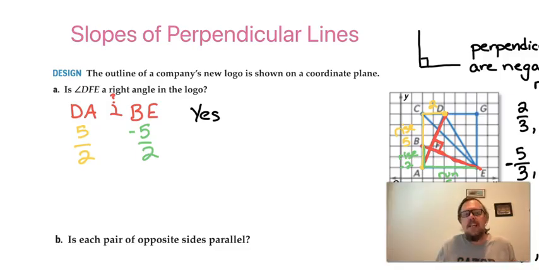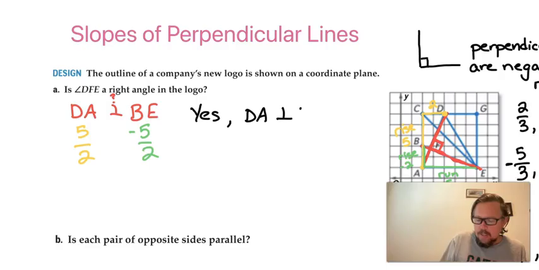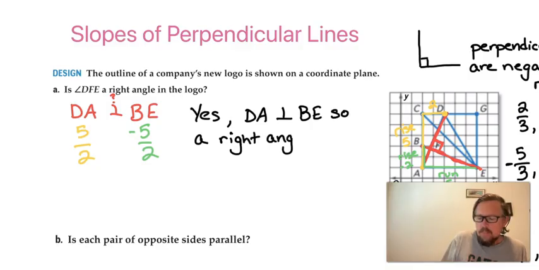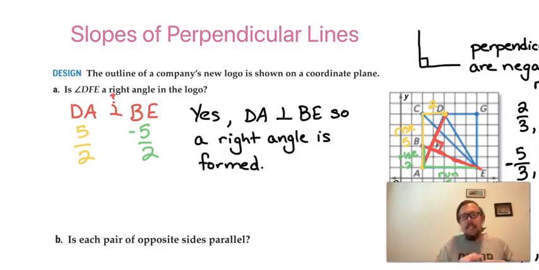But I'm not going to just say yes without proving my answer. If I just say yes, I haven't shown my work. I haven't proved that my answer is correct. So I'm going to say yes, DA is perpendicular to BE, so a right angle is formed. I don't want to just say yes and stop. I need to prove my answer.